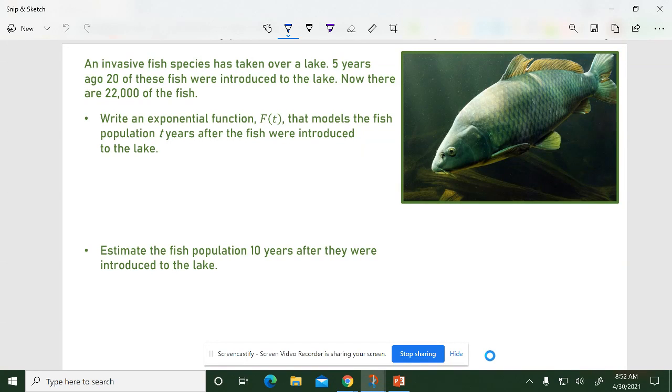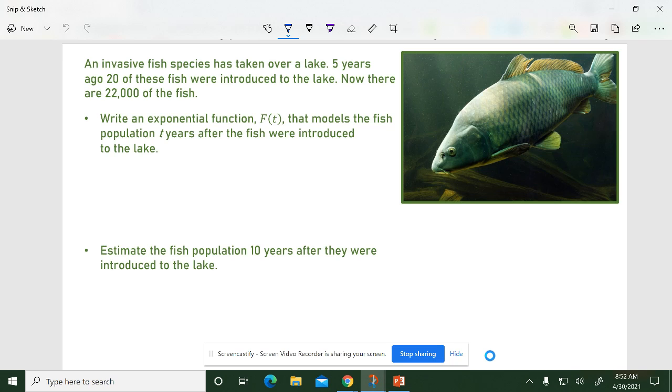We're going to do a couple more examples of modeling with exponential functions. And so here we have a situation kind of similar to the ones we were looking at earlier this week. An invasive fish species has taken over a lake. 5 years ago when this started, there was 20 of this species of fish. And now there are 22,000. So this has increased pretty quickly.